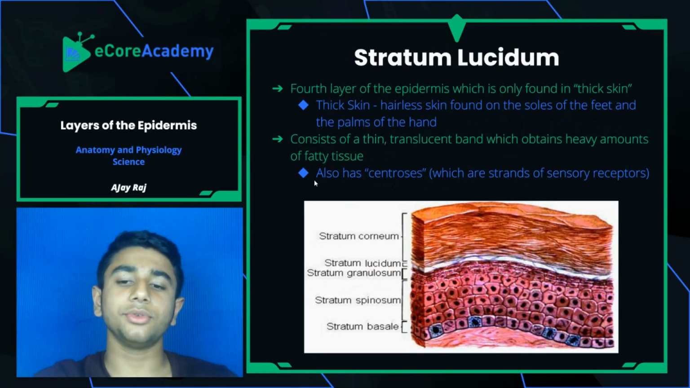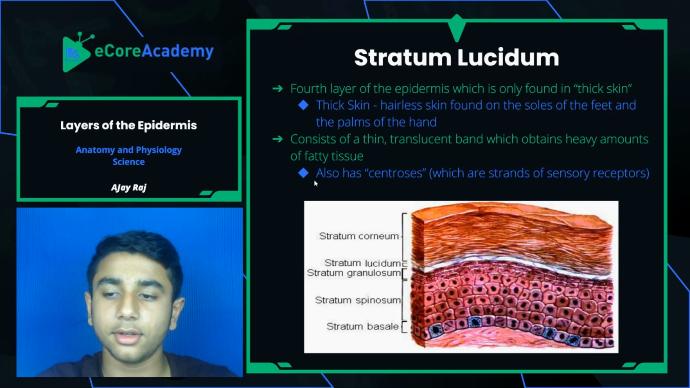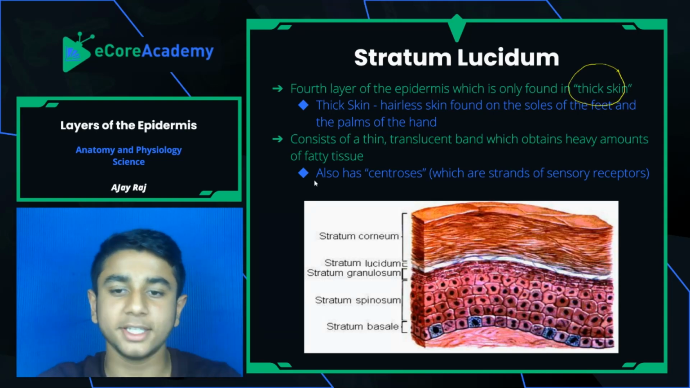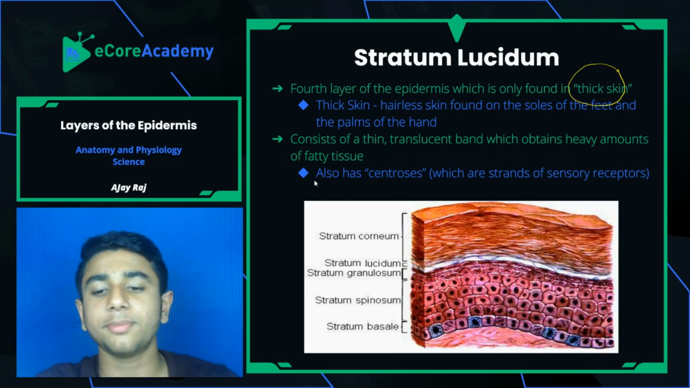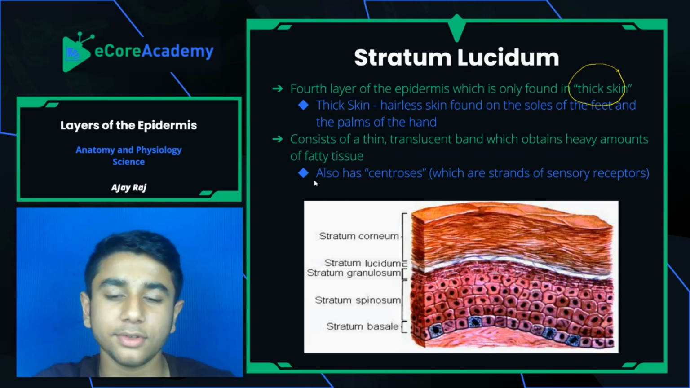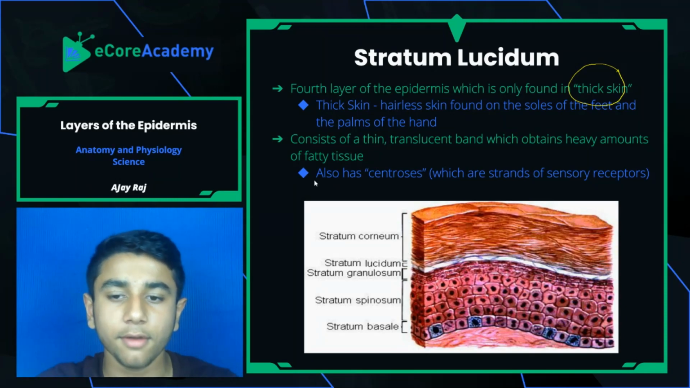Now we have our stratum lucidum, which is the fourth layer of the epidermis, which is only found in thick skin. So that's very important to know. The stratum lucidum is not existent in all types of skin. It's only found in thick skin. I mentioned types of skin in my other previous video. I suggest you look at all of my previous integumentary system videos, but specifically for thick skin, I included it in my types of skin video for the integumentary system in anatomy and physiology.